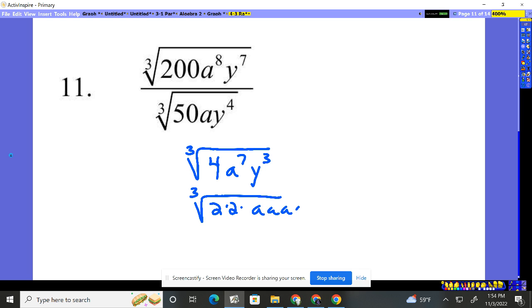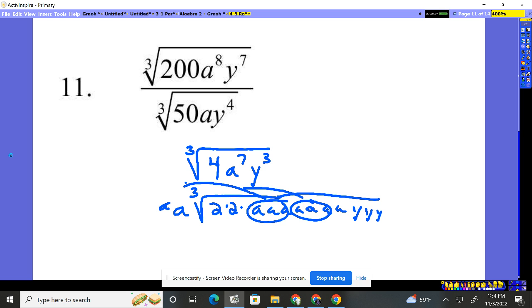A to the 7th, we'll list them out this time. 1, 2, 3, 4, 5, 6, 7, and 3 Y's. So I can pull a set of A's out. Another set of A's comes out. And all my Y's are going to go out. Final answer: A squared Y, cube root, 2 times 2 is 4. And then we have A left right there.